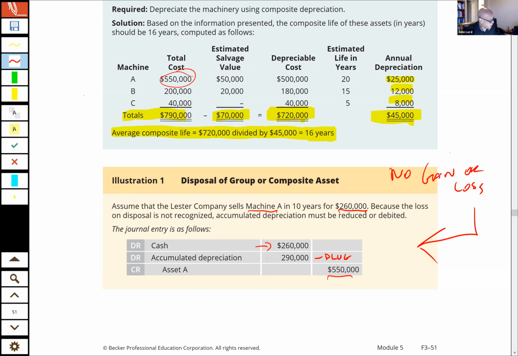Okay, question? Okay, good. That's the takeaway. No gain or loss. That's what's on the flashcard.